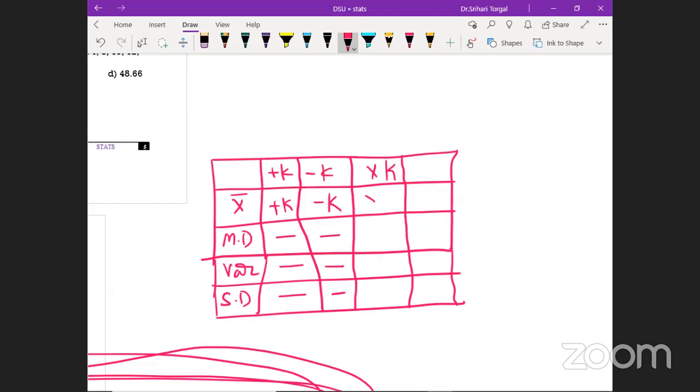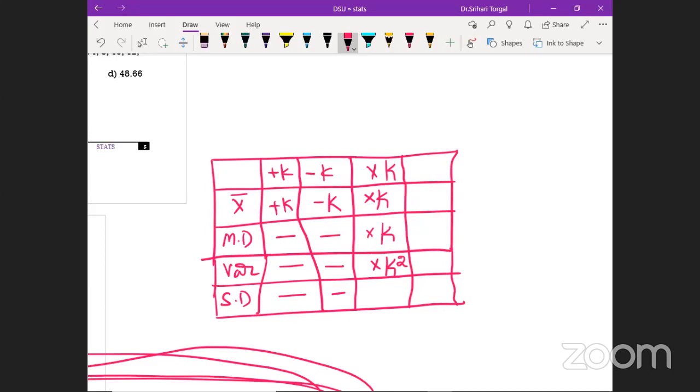X bar is multiplied by k. Remember, multiplied by k, exactly. And mean deviation is also multiplied by k. Variance is also multiplied by k, but because variance is a square, it will be multiplied by k square. Remember, this is very, very important. Multiplied by k square when it is the case of variance.